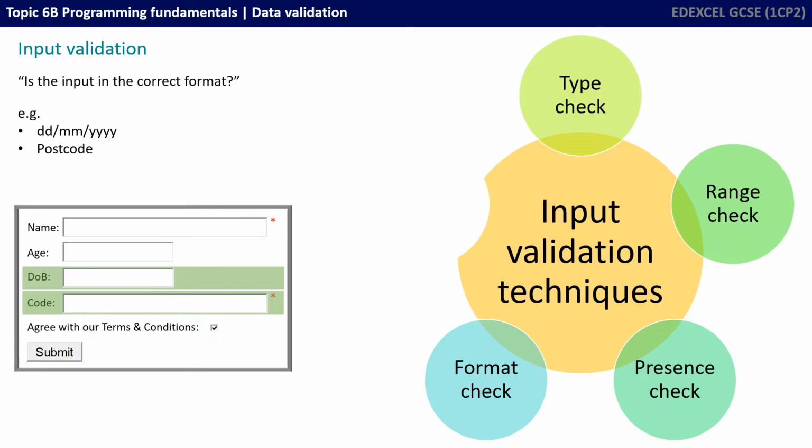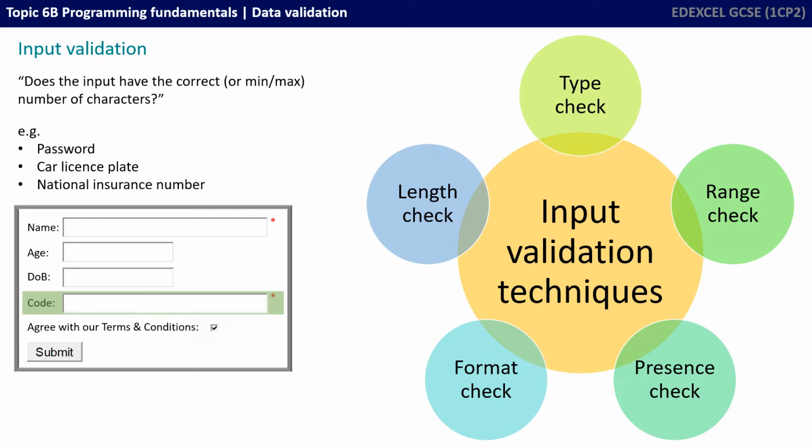A format check. Some data needs to be entered in the correct format. An obvious example is a date, and you could enter this in a number of formats, for example, 2 digits for the day, 2 for the month and 4 for the year. Postcodes and item codes often have specific formats that need to be adhered to. These can be checked for processing.